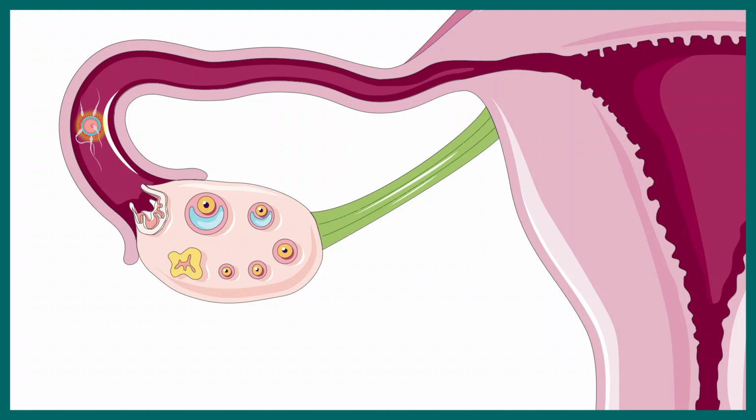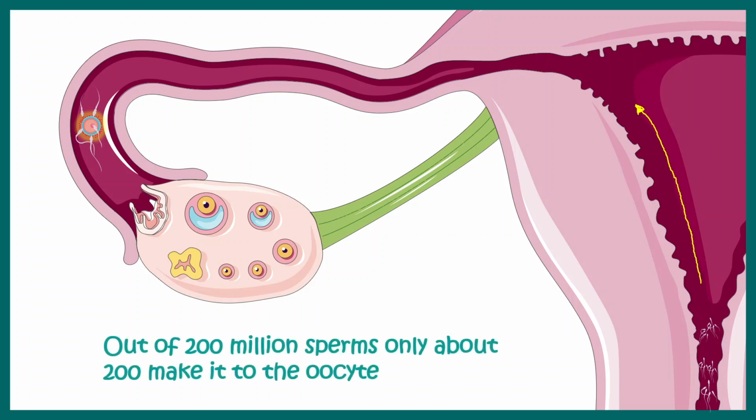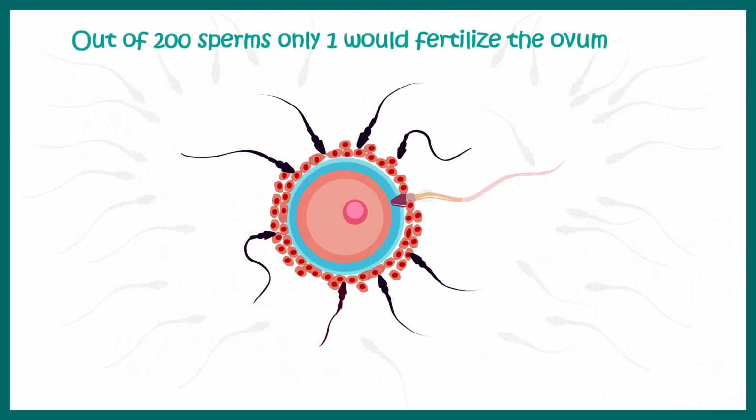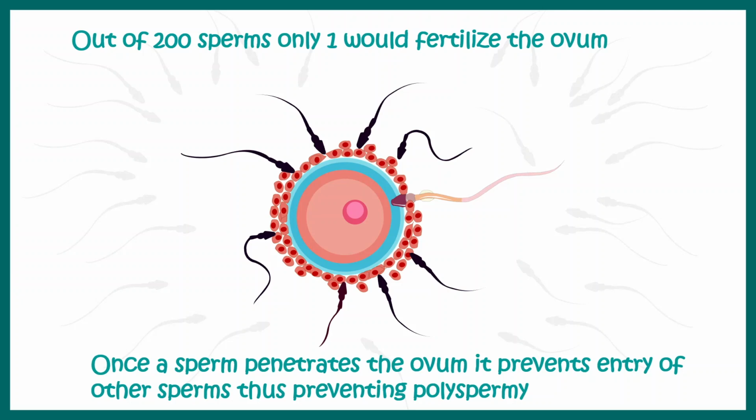It turns out that there are 200 million sperm ejaculated in one round of ejaculation, but only about 200 of them survive and make it to the oocyte. Out of these 200, only one would fertilize the ovum, and after successful penetration, it would ensure other sperm cannot penetrate the ovum, and thus it prevents polyspermy.